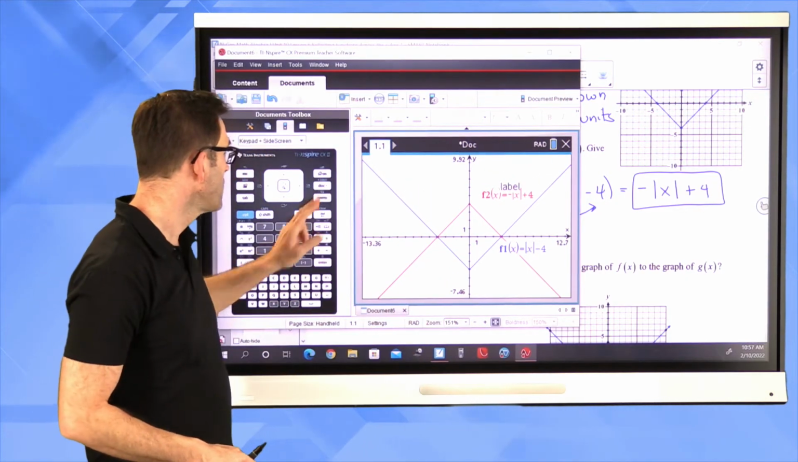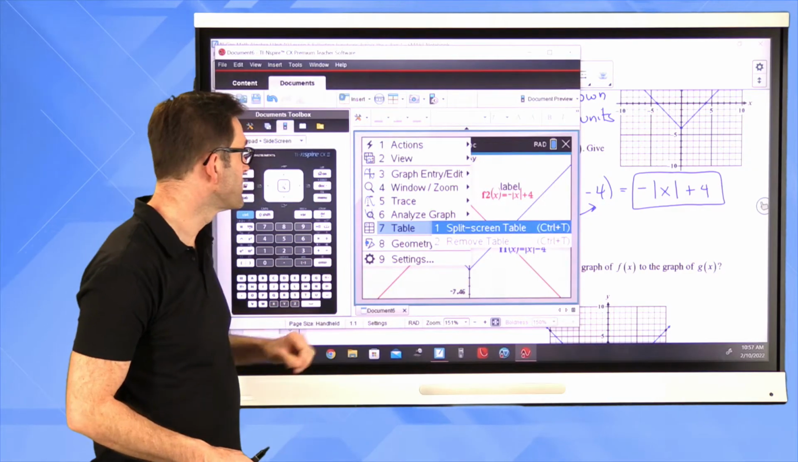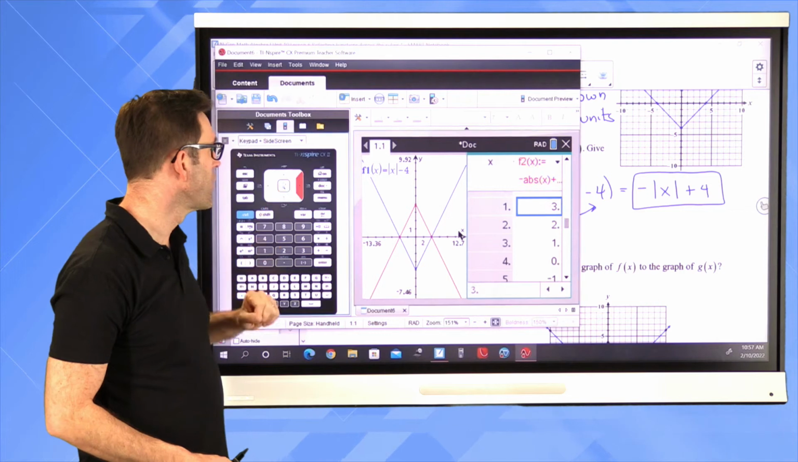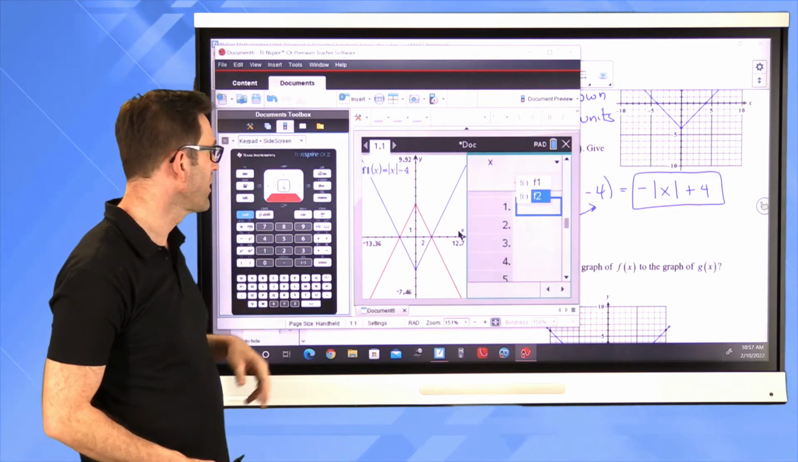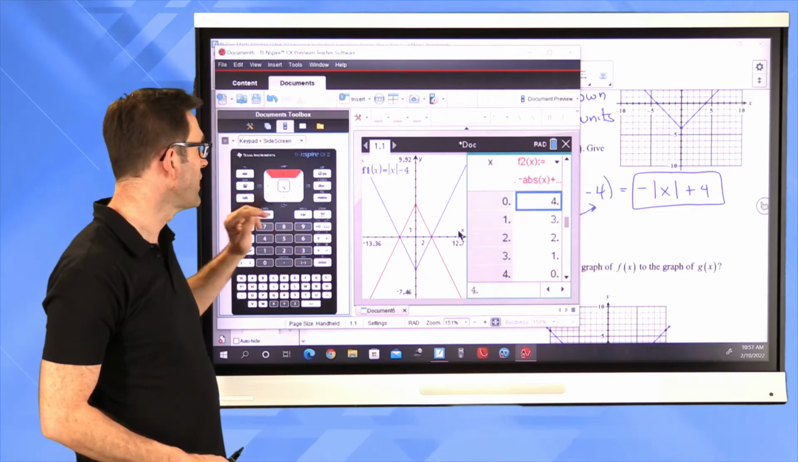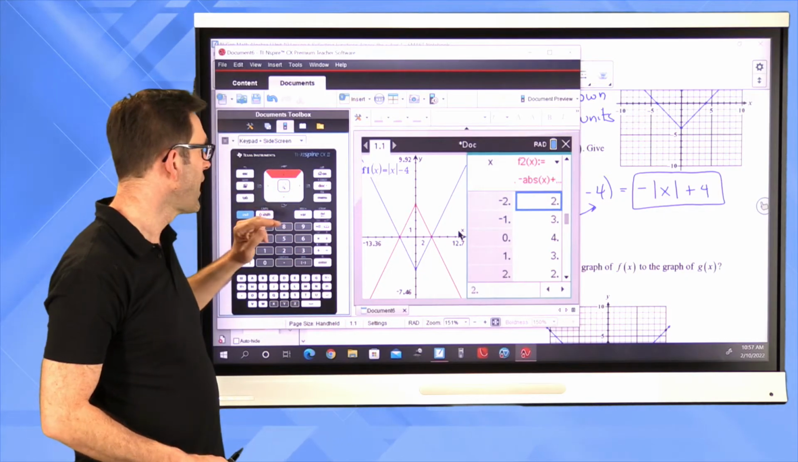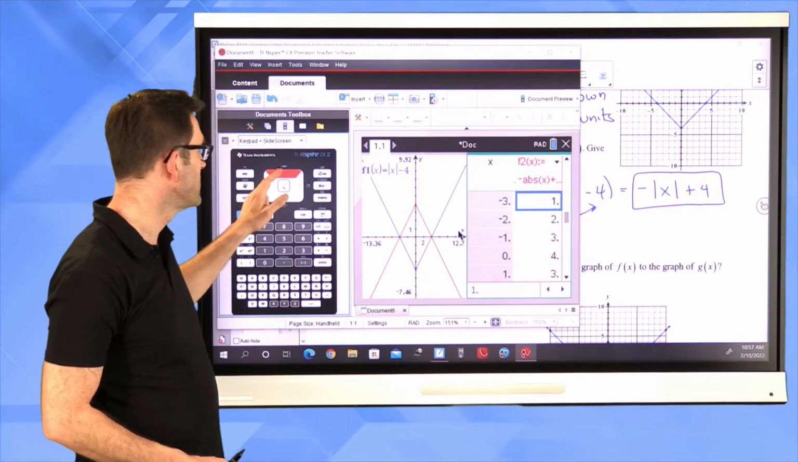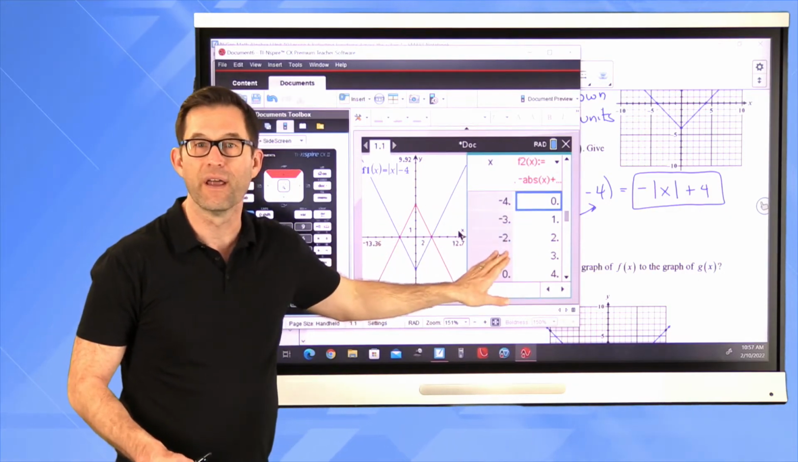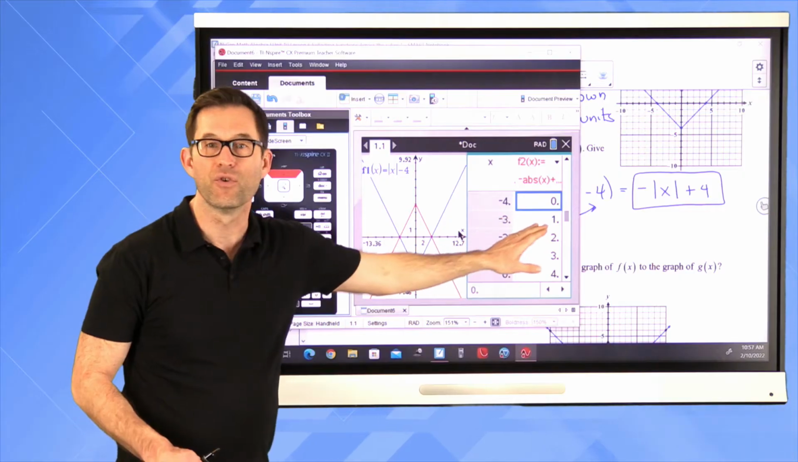So I'm going to go into my menu, open up myself a table, split screen table. I don't want the original values. I'm going to go over to my second one. Now the calculator asks, do I really want f2? And I say yes. All right, so here is my table. I'm going to kind of go backwards a little bit, so that I can see some of these values. Maybe I'll start there at -4, 0, -3, 1, -2, 2, etc.